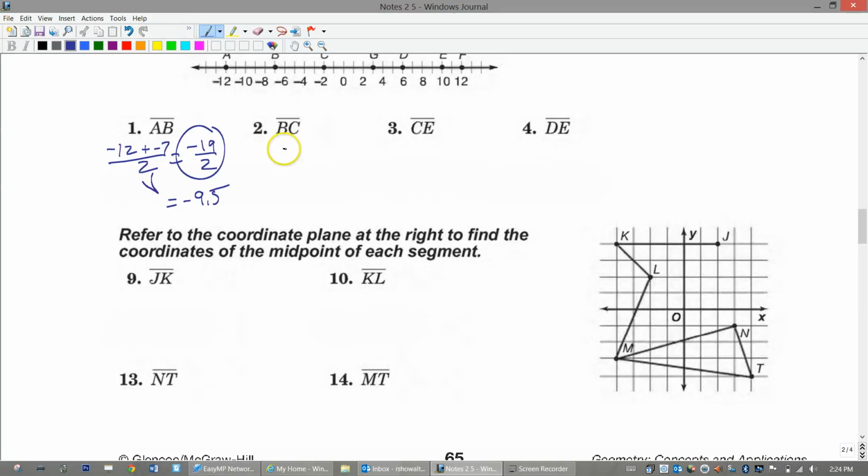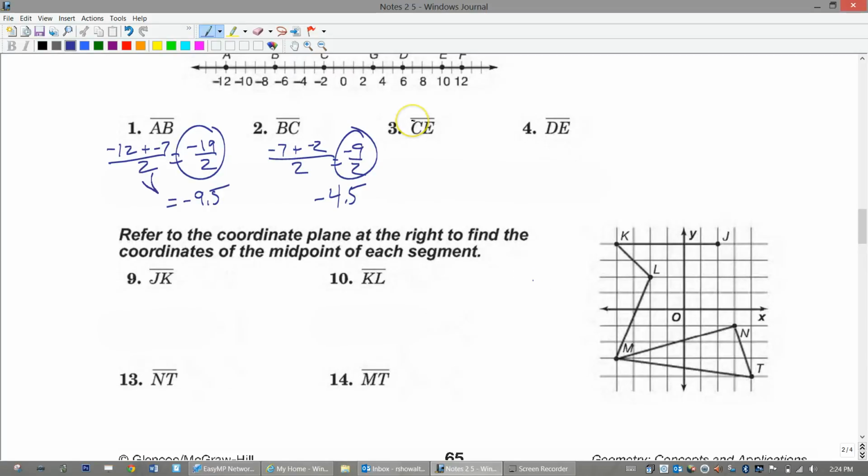At BC, B is at negative 7. C is at negative 2. So we write those down. We average those. So we get negative 9 over 2, which is fine to leave it like that. Or I suppose you could put it at negative 4.5 because we're doing it visually. And in order to put it on the picture, you've got to know that it's like 4.5 instead of 9 halves. It's harder to deal with.